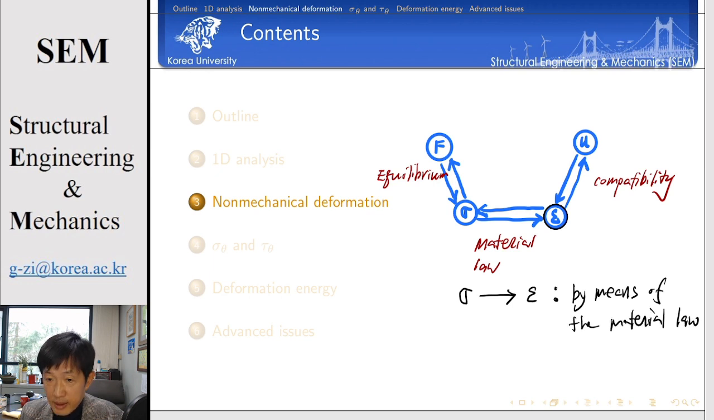So in this class, we are using Hooke's law. What I mean is, if the strain is caused by stress, it is linearly proportional to the applied stress. That's why the strain caused by stress is given by stress divided by elastic modulus. And then the second path is what? From the displacement. If we have a displacement field, we have strain here. And this is compatible strain.